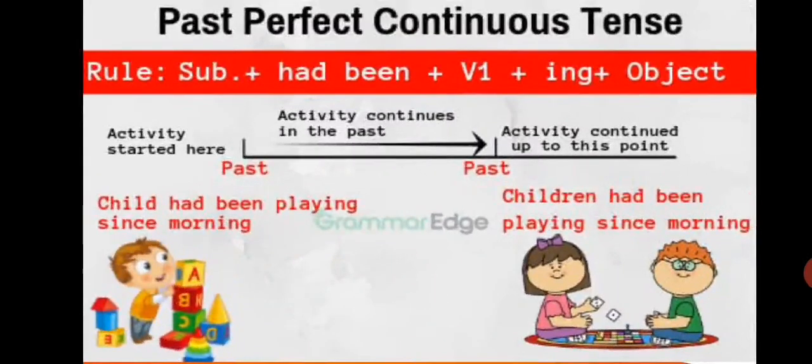See in this picture, its rule is subject plus had been plus first form of the verb with ing and object. In this picture, see when actually the work started from a point and continued in the past and is still continued up to this point, we use past perfect continuous tense. Like on the left hand side, "child had been playing since morning" is written. See here we use had been with both singular and plural subjects.